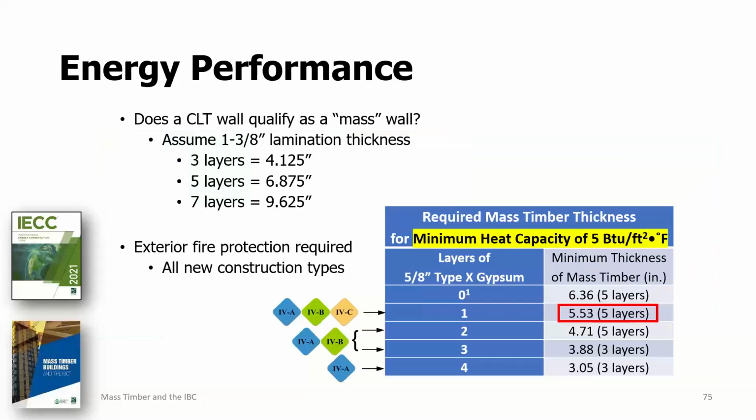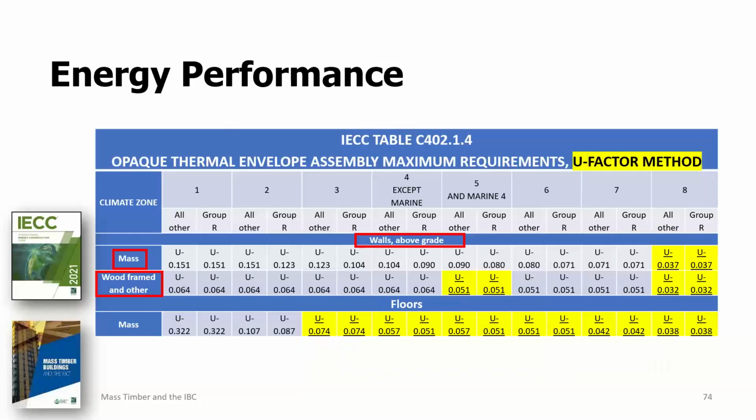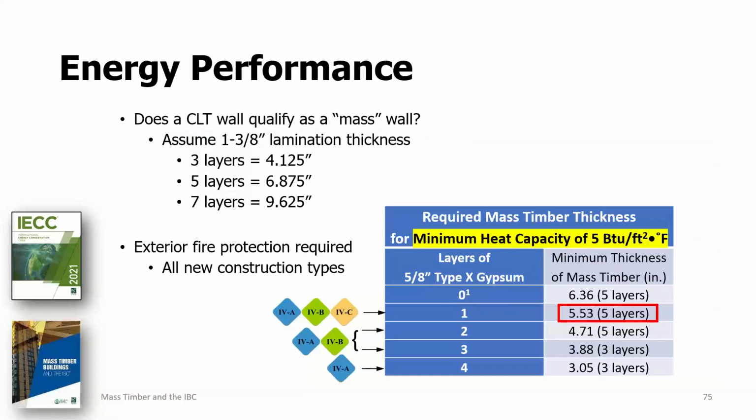And you can see for above grade walls, there's two different categories there. There's the mass and then wood frame and other. And you'll notice that mass always has a larger number there. So if you're considered a mass wall, then you have more flexibility, design flexibility, than if you have wood frame or other. Okay, go ahead, advance.